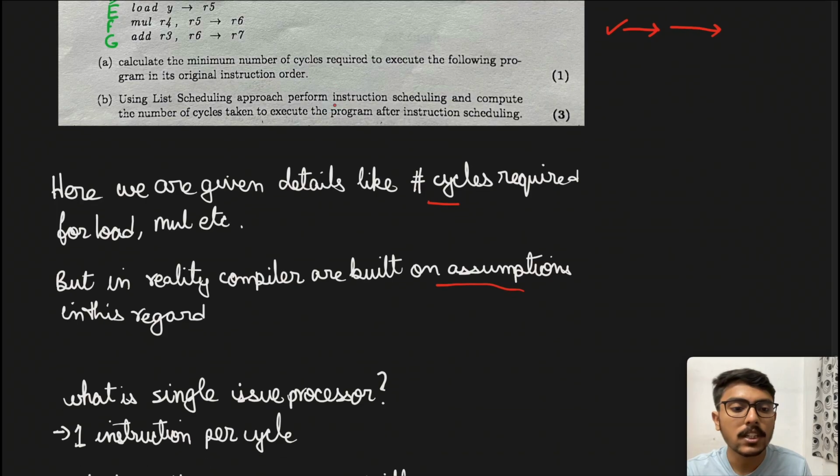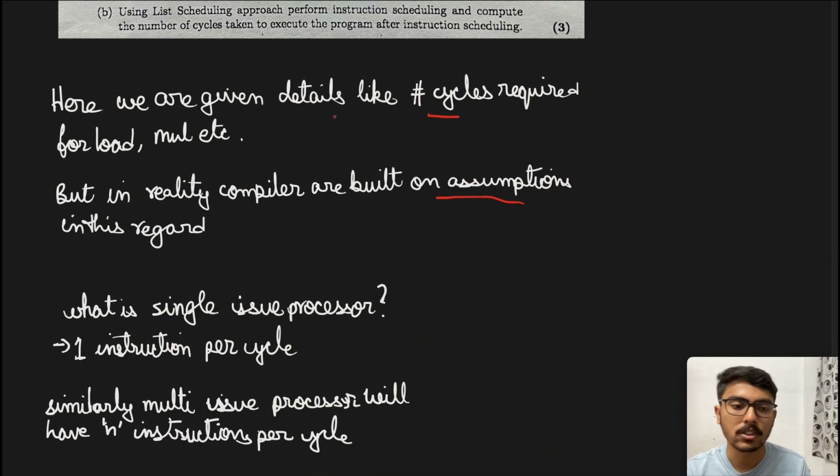Now we try to understand what this single issue processor is. A single issue processor means any processor or CPU, in common lay terms, that executes one instruction per cycle. We know that each CPU has a clock speed frequency. Suppose your computer has 2.5 gigahertz as clock speed. If it's a single issue processor, it will issue one instruction per cycle. So basically only one thread or one process will execute at a time. That is a single issue processor.